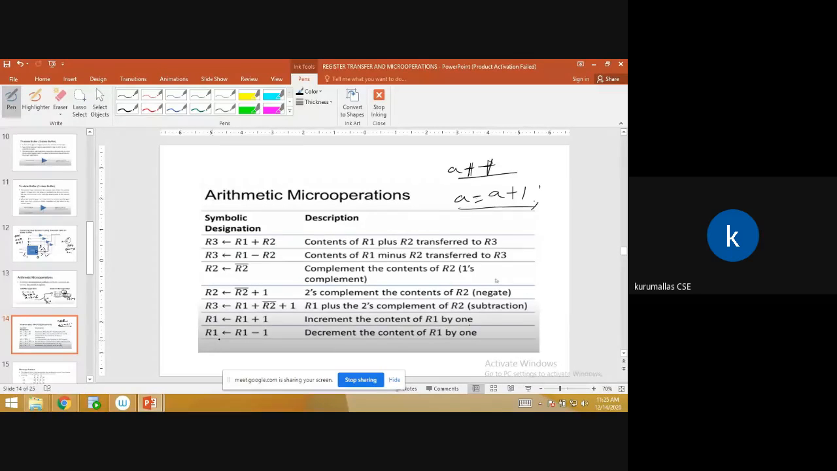So next one, R1 reverse R1 minus 1 decrements the content, for suppose A minus minus. How to represent this one? A equal to A minus 1. We are decrementing 1 from the actual value of A. All these are how many? 1, 2, 3, 4, 5, 6, 7. Seven arithmetic operations happening inside the registers. This is about my arithmetic micro operations.